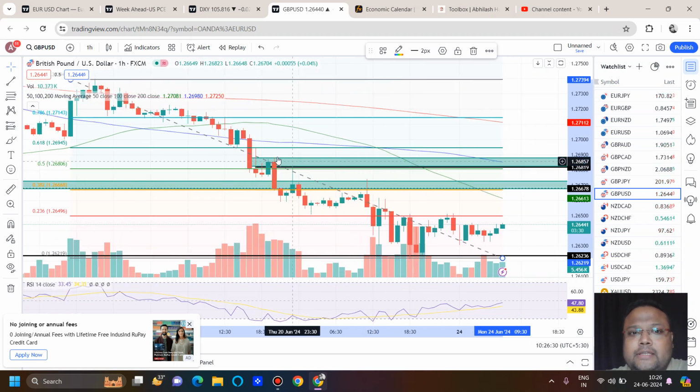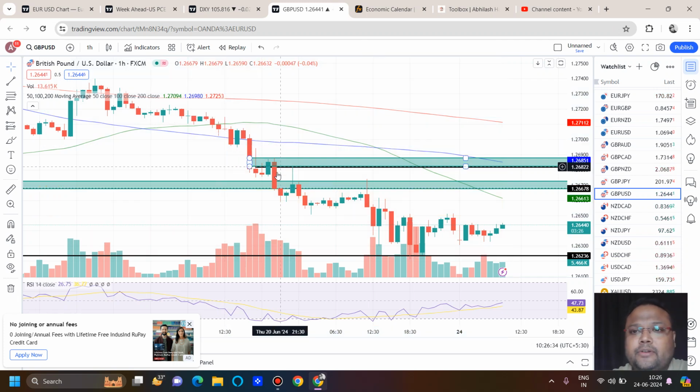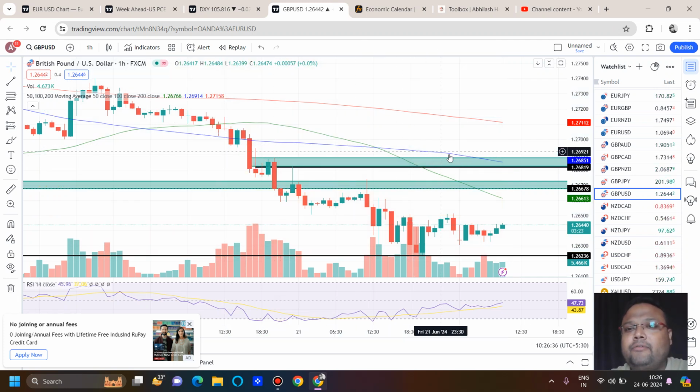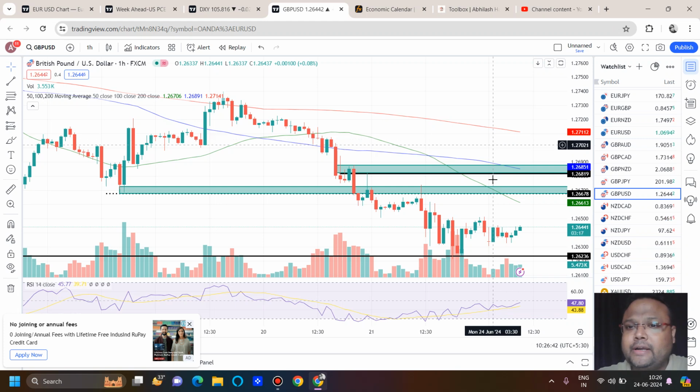And along with that, you can see this is also the level from where market fell previously. So this is a resistance. Along with that, we also have the 100 moving average, which will be working as the dynamic resistance. So if we combine all the factors, then yes, this also seems to be a nice selling opportunity. So let's wait and watch. If market reverses, then only look for a sell.